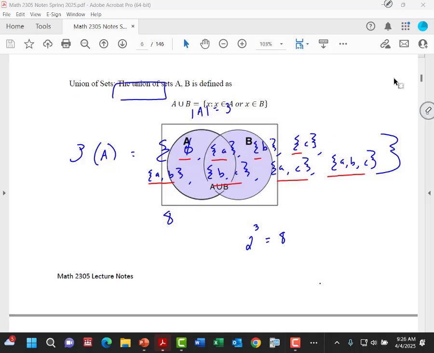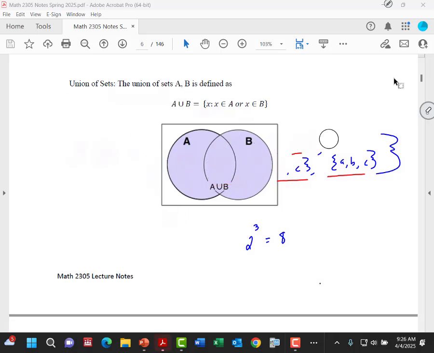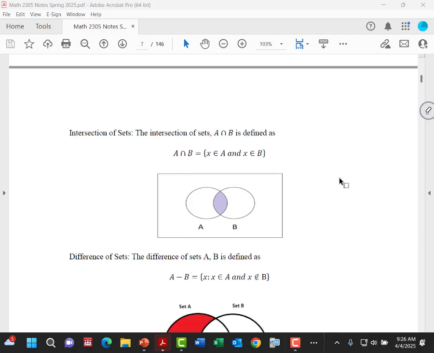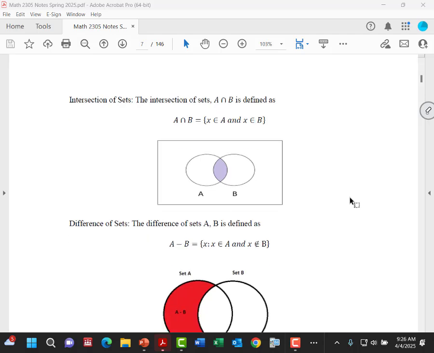We now have the definition of the union of 2 sets. The union of 2 sets, read A union B, is the set of all elements that are in A or B. There's a picture or a Venn diagram. Pretty much if you're in the union, you're in A or B, or you might be in both. The intersection of 2 sets is defined as all of the elements that are in A and all of the elements that are in B. That's this middle overlapping section right here.